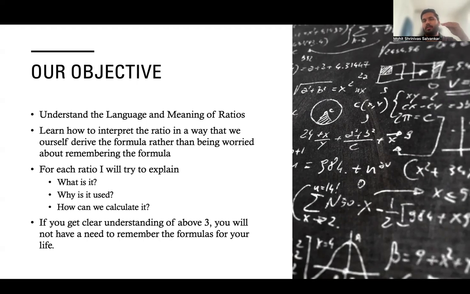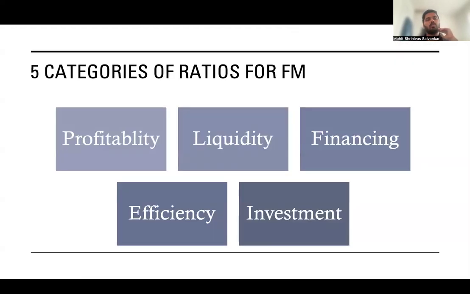So for this session, I will follow a pattern. I will take one ratio and say what the ratio is about, why it is used, and how we can calculate it. If you know these three things, you will be able to apply those ratios in different scenarios. Ratios are classified into five categories: profitability, liquidity, financing, efficiency, and investment. We'll move category by category.